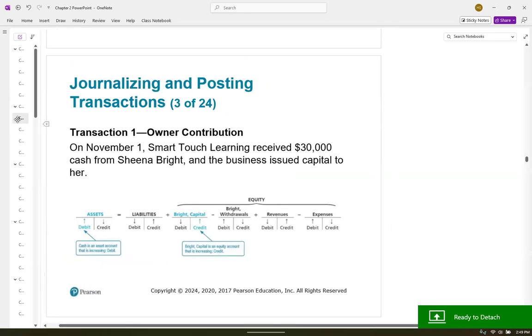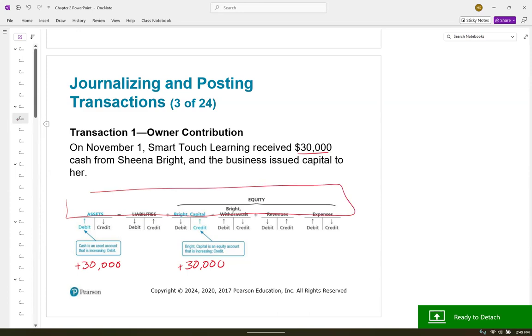Okay. So November 1st, Smart Touch Learning received $30,000 from Sheena Bright, and the business issued capital to her. We know from that previous one that we increased cash by 30,000, right? And we also increased her capital account by 30,000. Okay. So we have to do journal entries now because we're not going to be able to do a spreadsheet big enough to make every entry that a business needs.